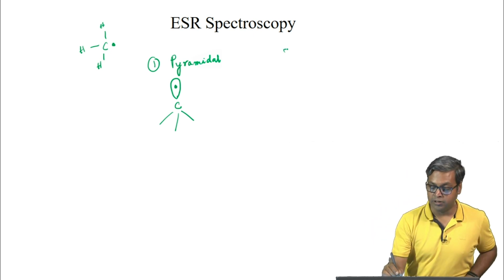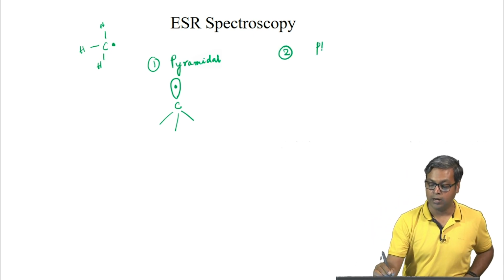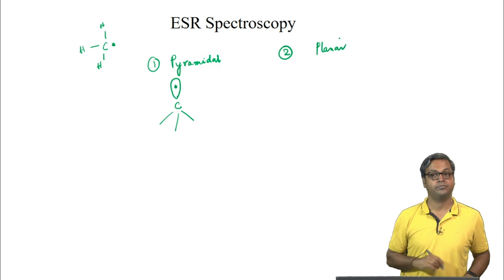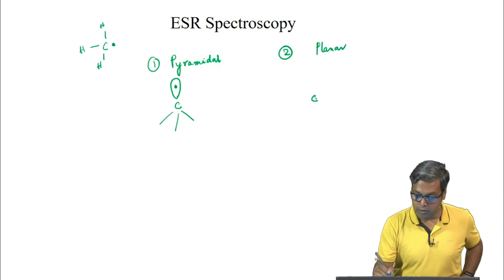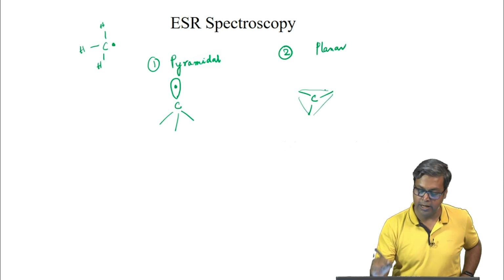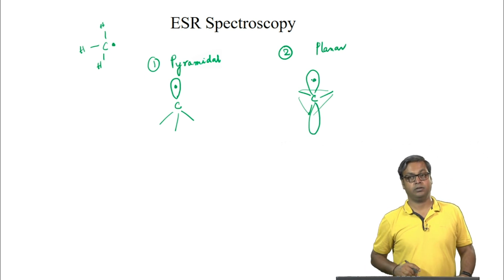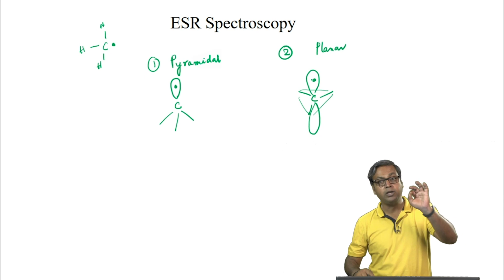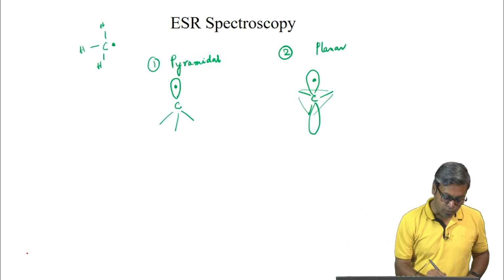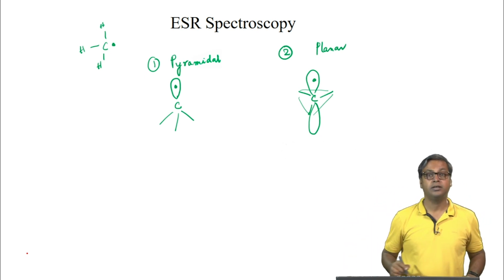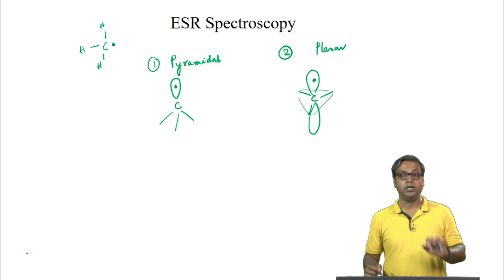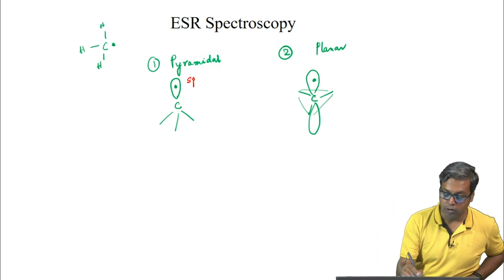The other possibility is a planar geometry. So, I can draw it this way. This is the plane, and this is where the unpaired electron is. So, in the pyramidal geometry, the electron is in an sp3 hybridized orbital.